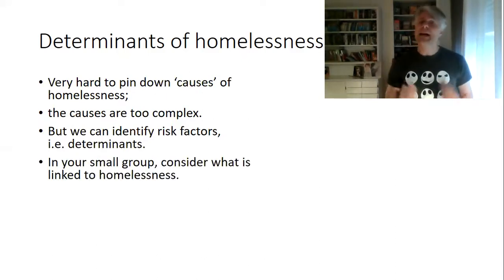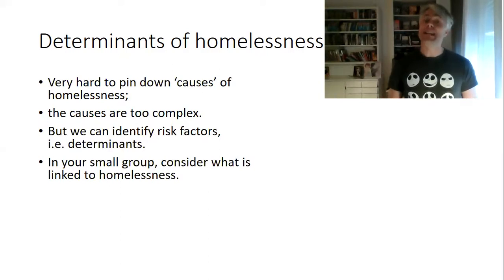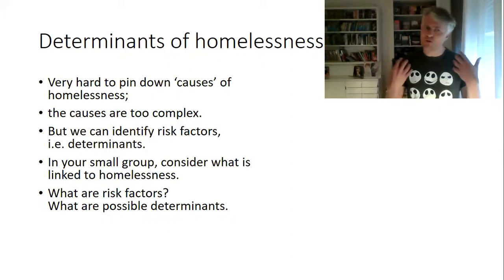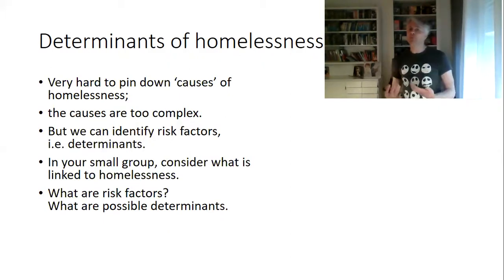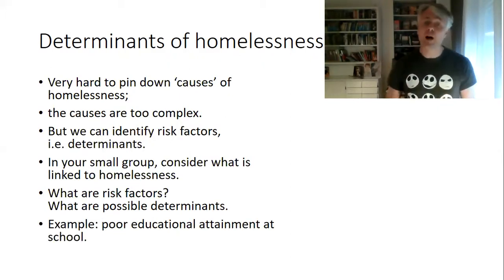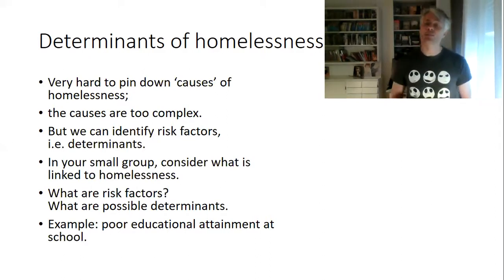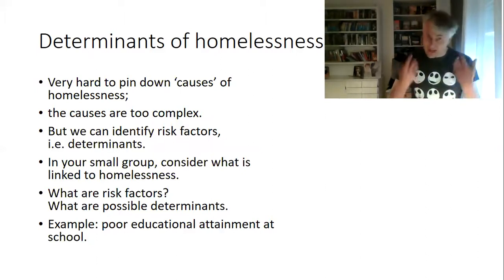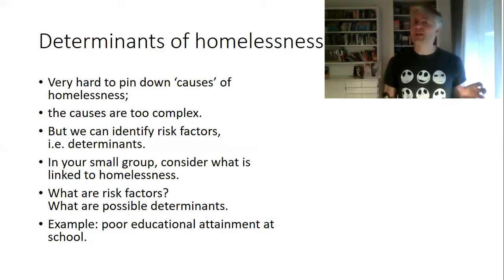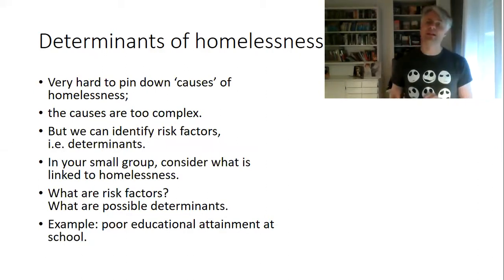With your partner in a small group, consider what's linked to homelessness, what's related to homelessness, what are the risk factors, what are possible determinants. As an example, if you do very, very badly at school, that statistically increases the chance that you may end up in the homeless population. There really is a correlation between leaving school with no qualifications and being homeless later in life. Think about other risk factors, other areas where there may be a statistical risk between this characteristic and later on being homeless.